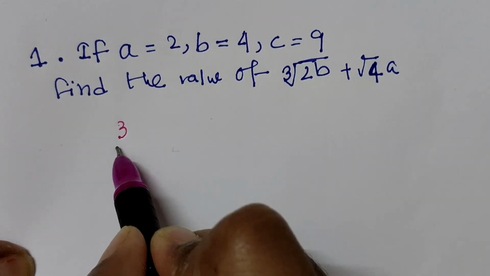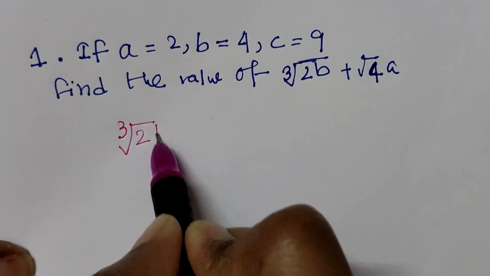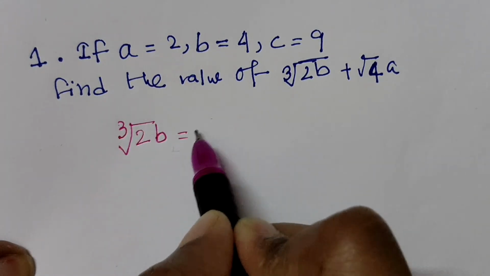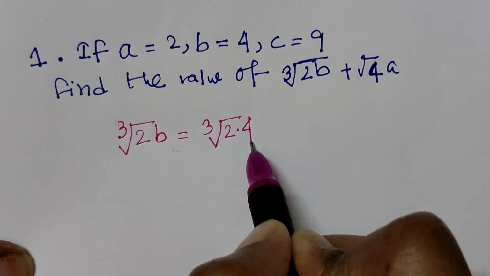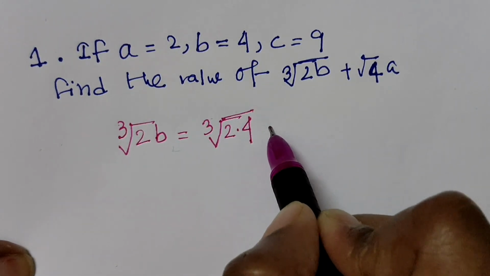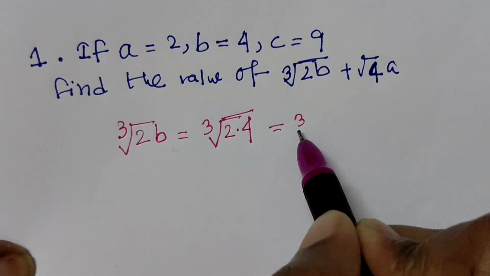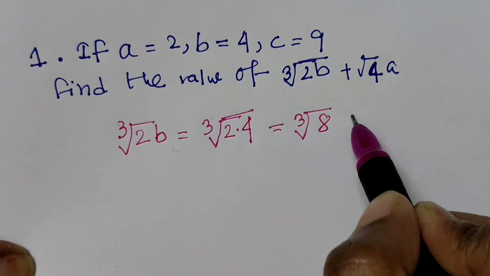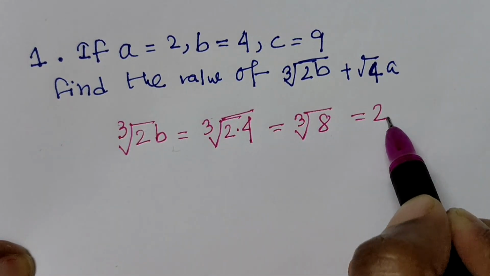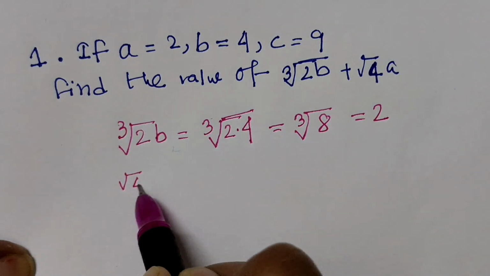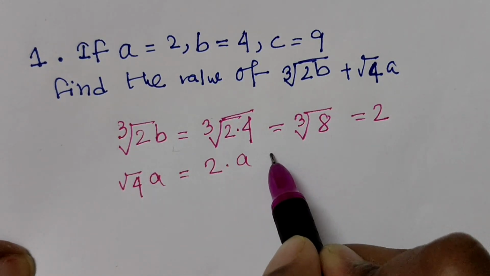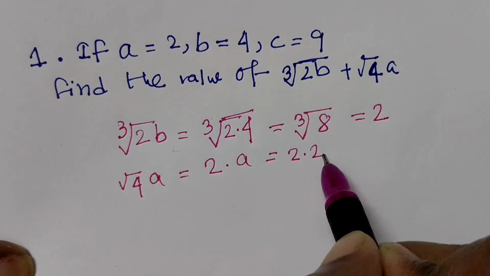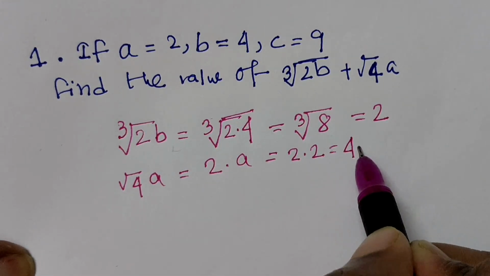A is equal to 2, B is equal to 4, C is equal to 9. Find the value of cube root of 2B plus square root of 4 into A. Cube root of 2B is equal to 2. Square root of 4 into A is equal to 2 into A. 2 into 2 is equal to 4.